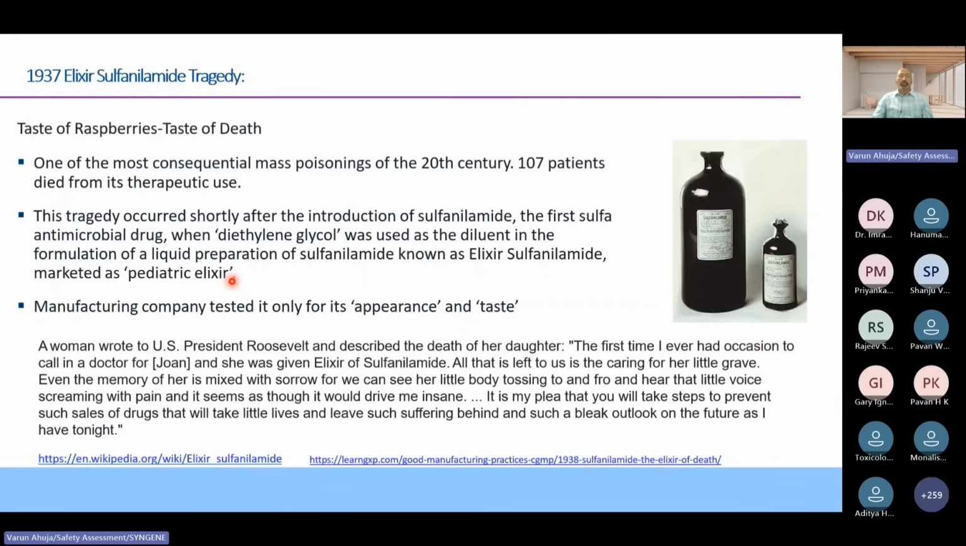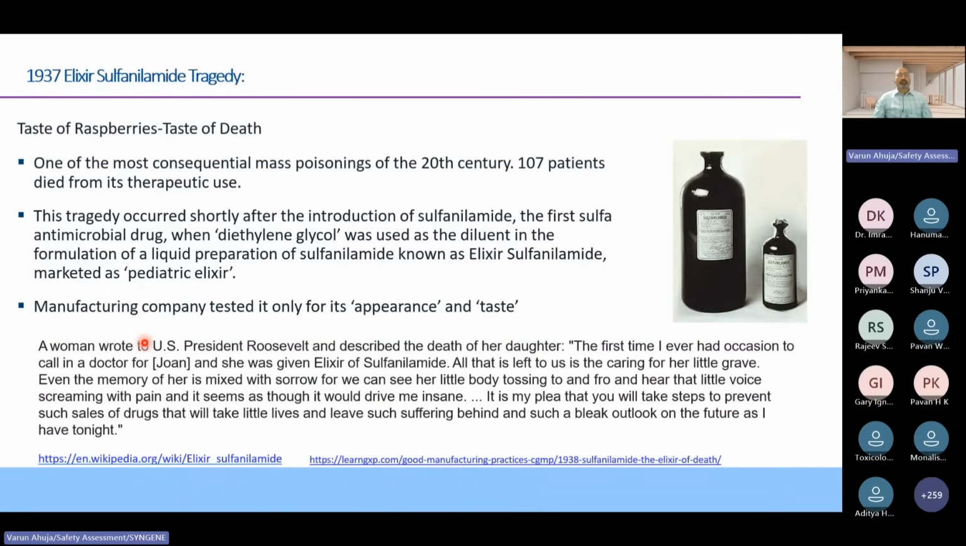The manufacturing company tested it only for its appearance and taste. So there was no toxicity testing done. You can understand that at that time there were no toxicity tests available. So people were just introducing their products into the market without any testing and without taking any approval from the regulatory agencies.